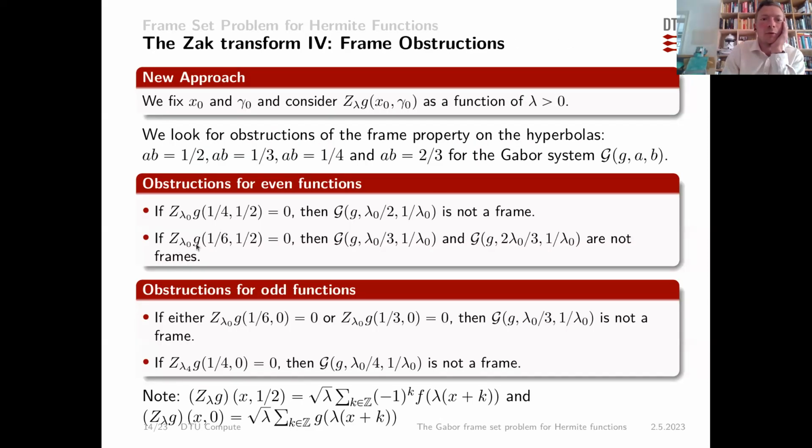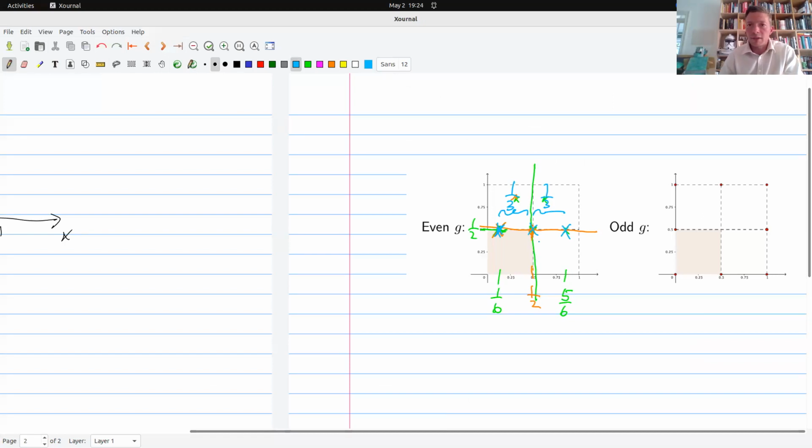If I can find a lambda for which the section form evaluated at 1/6 and 1/2 is 0, then I know that these two Gabor systems are not frames. So you can go back to the picture I just left, right? Because here in this case, since I have symmetry, it's an even function. So I know I have a 0 already marked by red here. So I have for free a 0 here, 1/2, 1/2. This is simply because it's an even function. And then if I can find just one 0 sitting there, then by symmetry, I have another 0 over here.